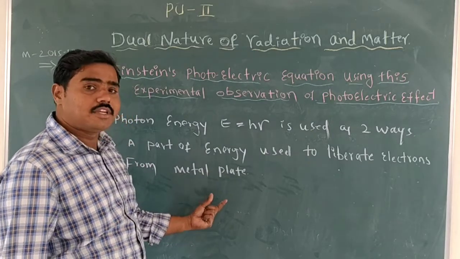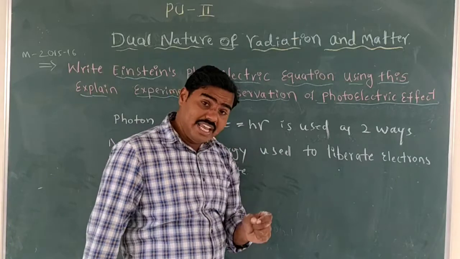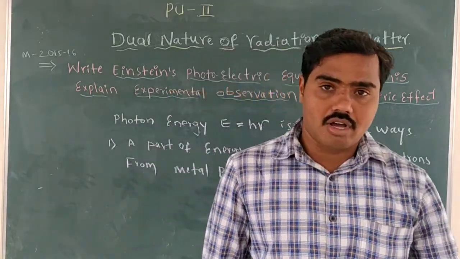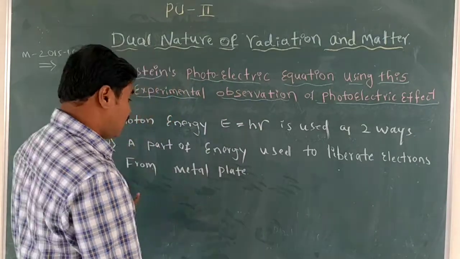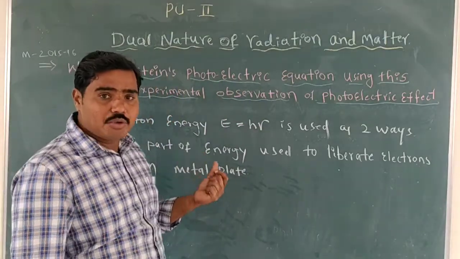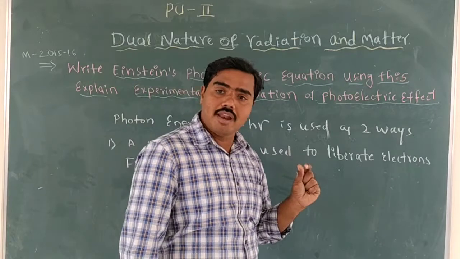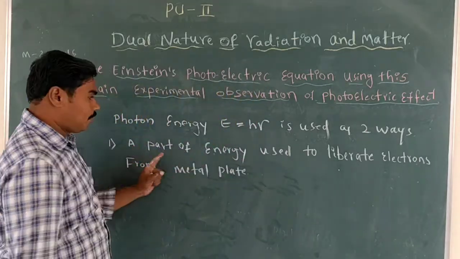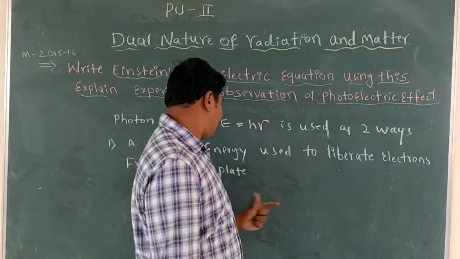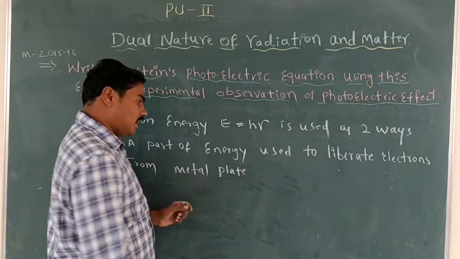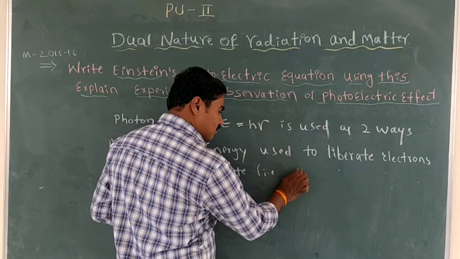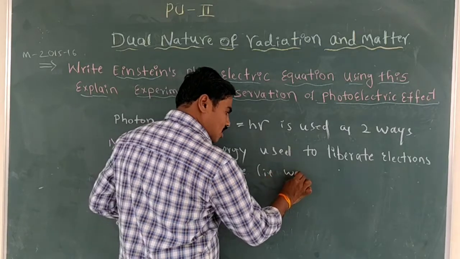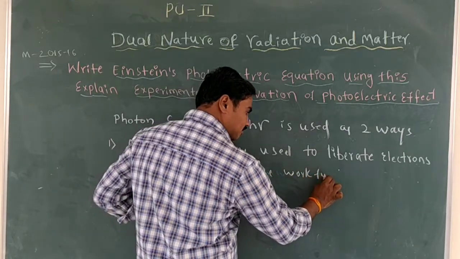It means 50% of that photon energy is used to remove or liberate the electrons. That is called work function. For work function purpose, we have used 50% of photon energy. Okay, a part of energy is used to liberate the electrons from the metal plate. That is the work function.